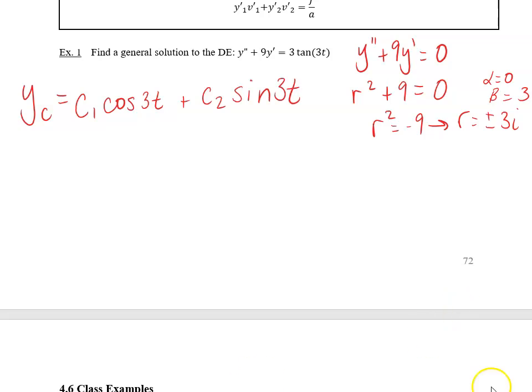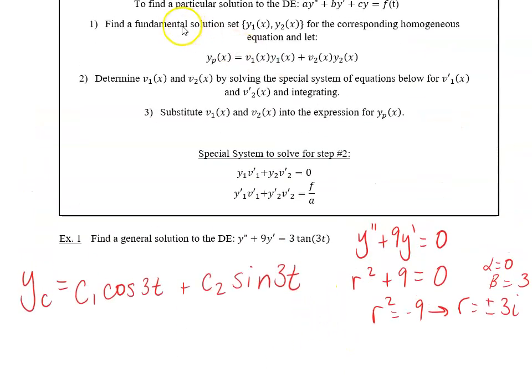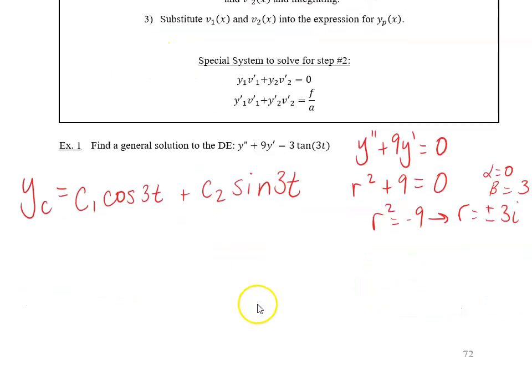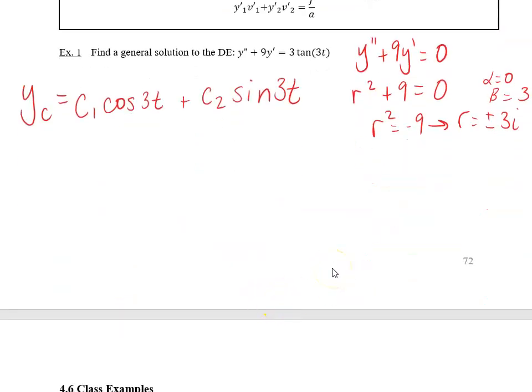But now, to get going on the particular solution that we're going to put together to get our general solution, I need to find this fundamental solution set. So what I'm going to do is choose values for c1 and c2 that give me two particular solutions. So suppose, for example, that c1 is equal to 1, and let's say c2 is equal to 0. Let's keep it simple here. So if that's the case, my particular solution y1 becomes cosine of 3t, and since c2 is 0, the sine term goes away.